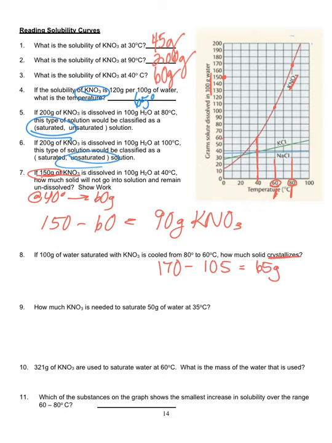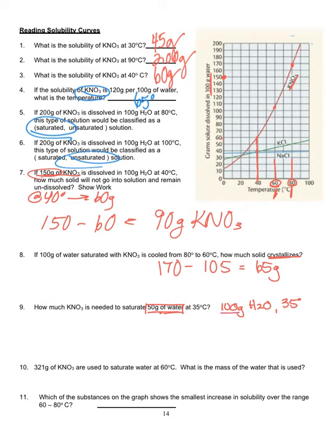How much KNO3 is needed to saturate 50 grams of water? Now here's the change. Most times we're using 100 grams of water. This one is going to use 50. So we've got two things that we know. This chart is for 100 grams of water. And we know that we're talking at 35 degrees.